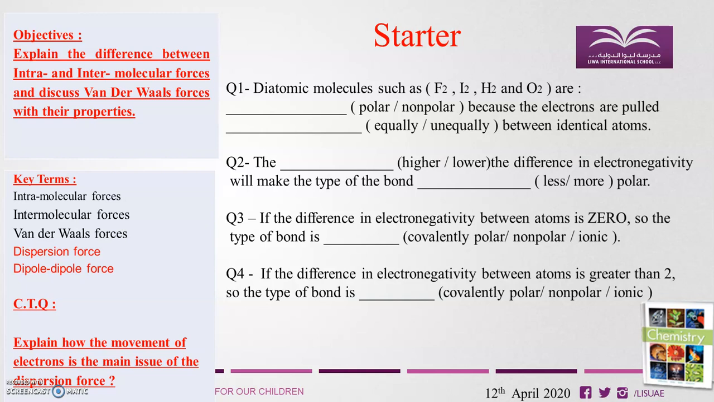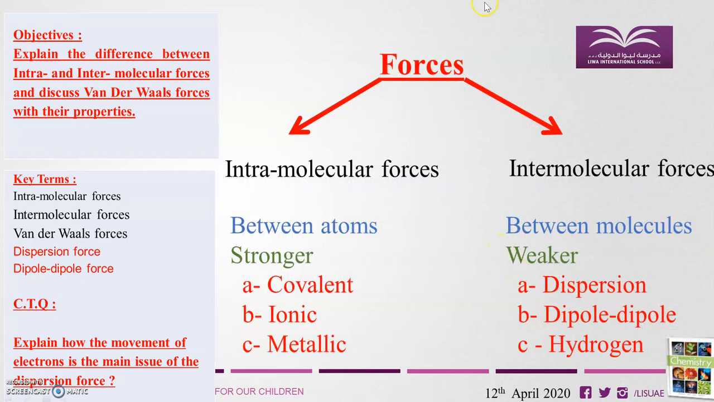polar. Number 3, if the difference in electronegativity between atoms is 0, please remember the electronegativity ranges. So if the electronegativity difference between atoms is 0, is the type of bond covalently polar, non-polar, or ionic? If the difference in electronegativity is greater than 2, what could be the type of bond? Again, is it covalently polar, non-polar, or ionic?